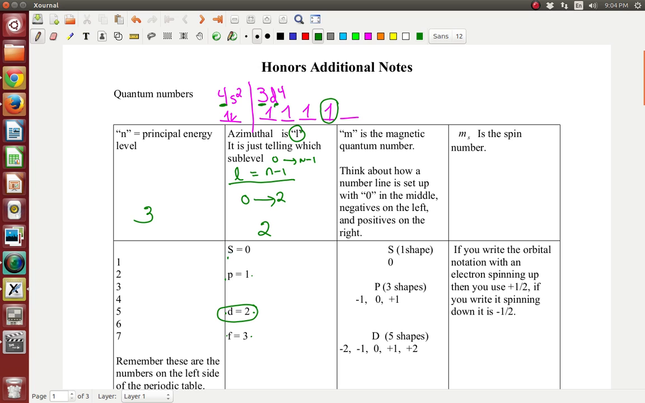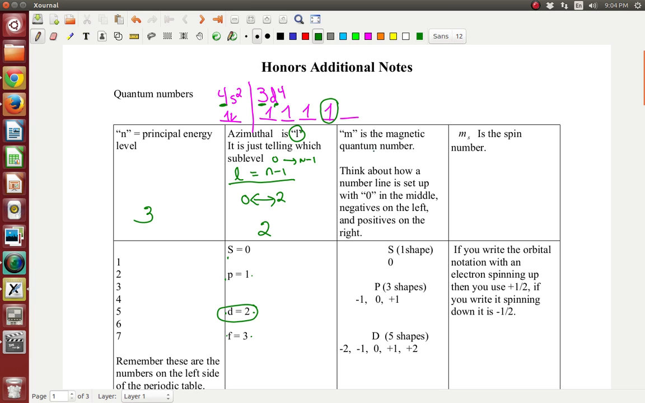To me, it's easier to write S, P, D, F, 0, 1, 2, 3. But this is where they get it from. I mean, l is equal to anywhere between 0 and n minus 1. If n is 3, that would be anywhere between 0 and 2. In this case, it was 2.